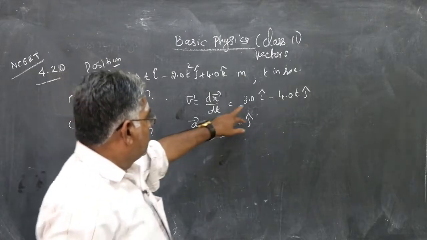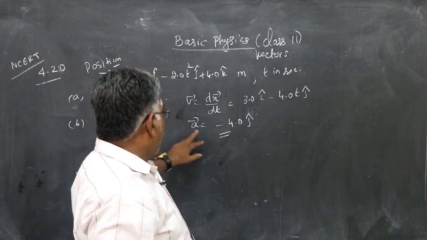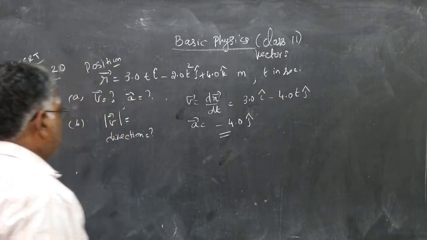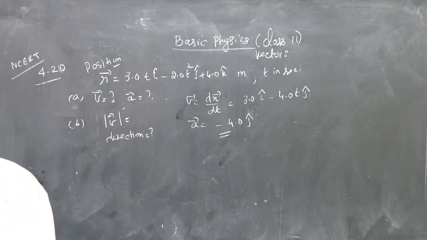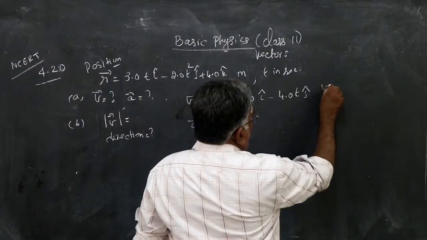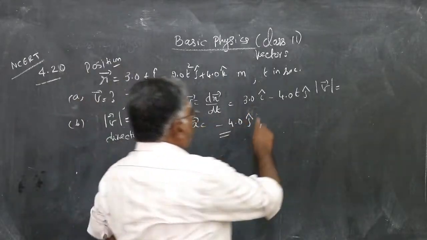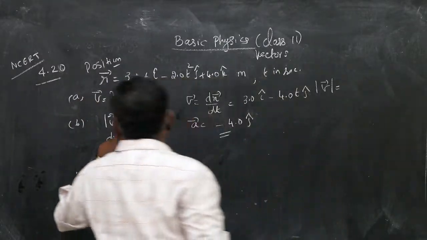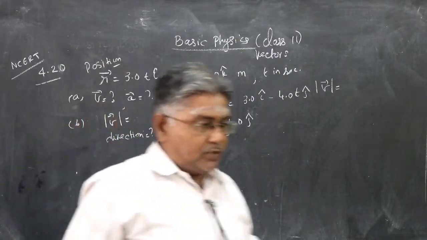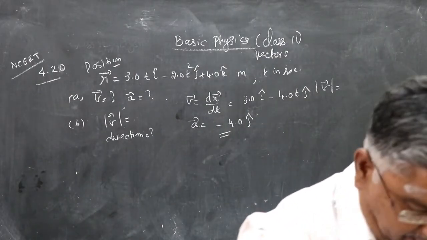Velocity vector 3.0 i cap minus 4.0 t j cap. Acceleration is minus 4.0 j cap. You got the acceleration and velocity vectors. Now he is asking you to calculate the magnitude of the velocity vector at time t equal to 2 seconds.